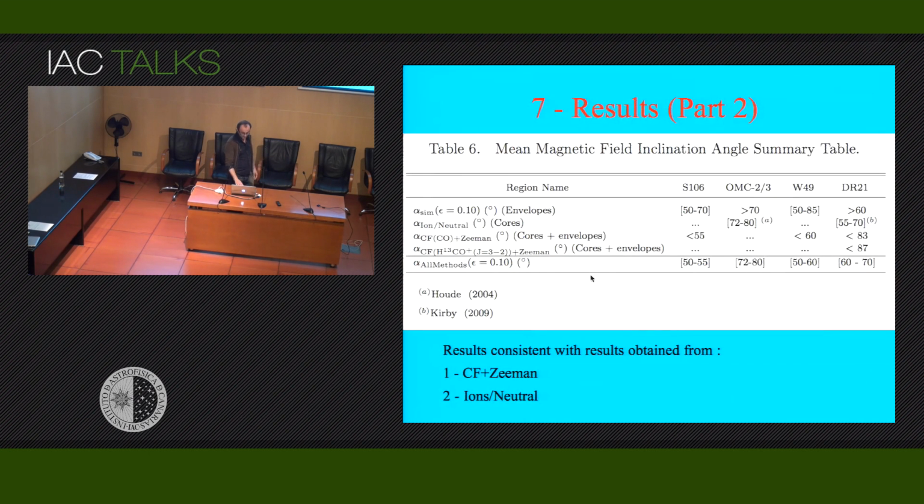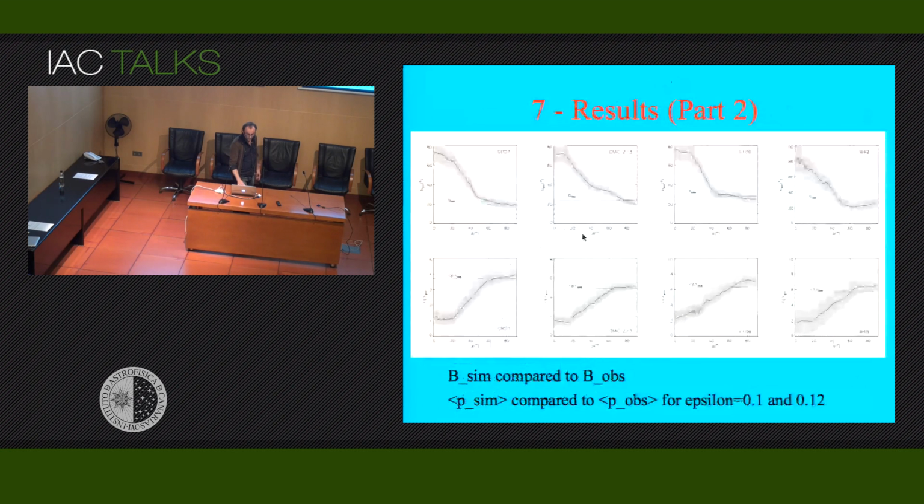And at the end, if we make a compilation of all that I discussed before, from the simulations with a polarization efficiency of 10% for the 4 regions that we discussed, we can define a mean inclination angle range for the uniform component of the field. And so we've got constraints from those plots, basically.